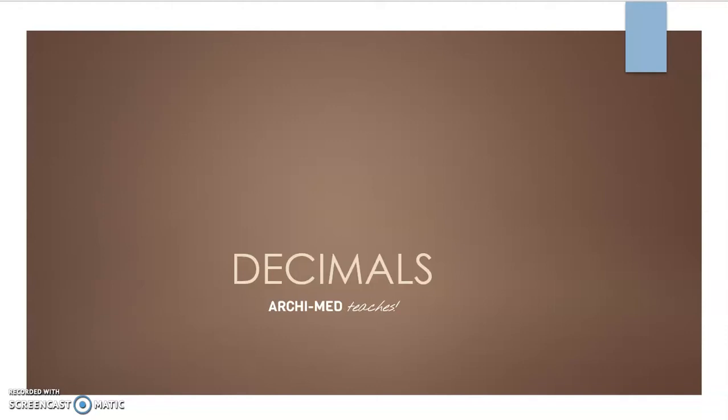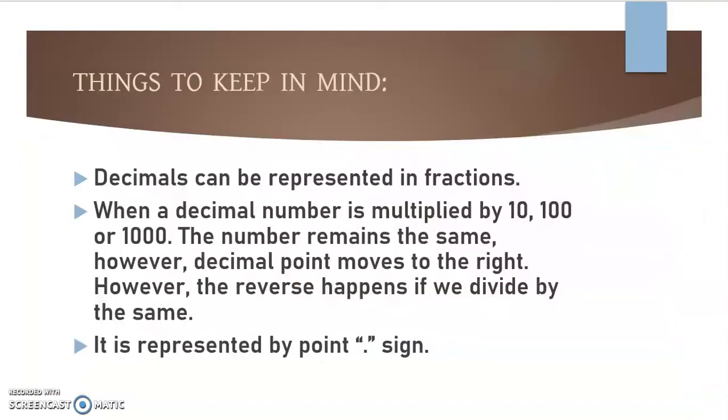First thing to keep in mind, decimals can be represented in fractions. When a decimal number is multiplied by 10, 100 or 1000, the number remains the same. However, the decimal point moves to the right. In case of division, the thing gets reversed. What happens is then the decimal point moves towards the left side. A decimal is represented by the point sign.